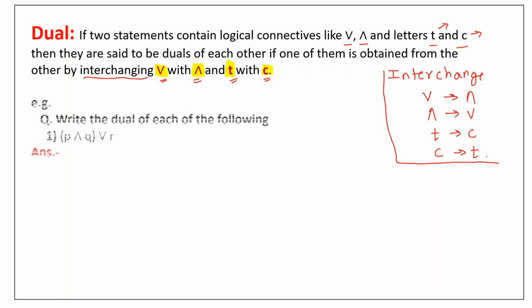So we solve some examples. First, write the dual of each of the following. First is this, so we directly write the dual. P, as and is there, so we replace it by or. Q, as or is there, so we replace this by and. So this is the dual of the given statement.